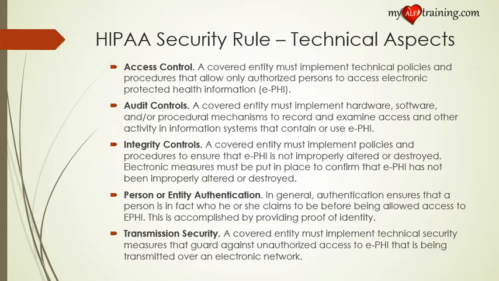The technical aspects of the HIPAA Security Rule include access control. A covered entity must implement technical policies and procedures that allow only authorized persons to access electronic protected health information. Audit controls: a covered entity must implement hardware, software, and/or procedural mechanisms to record and examine access and other activity in information systems that contain or use PHI.